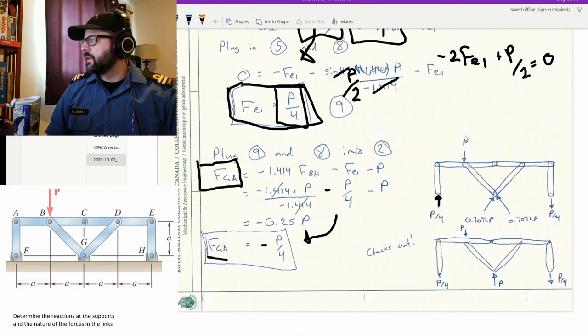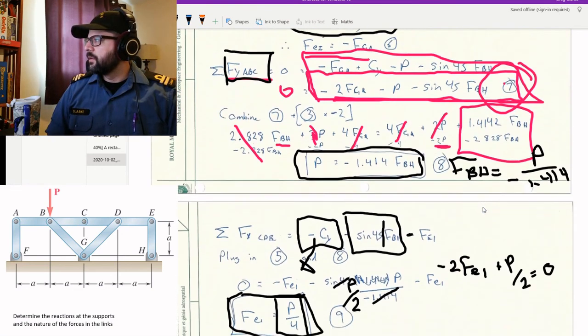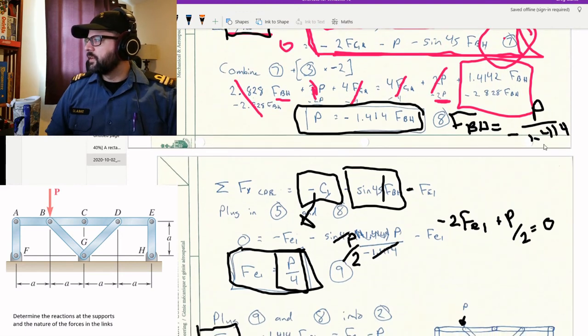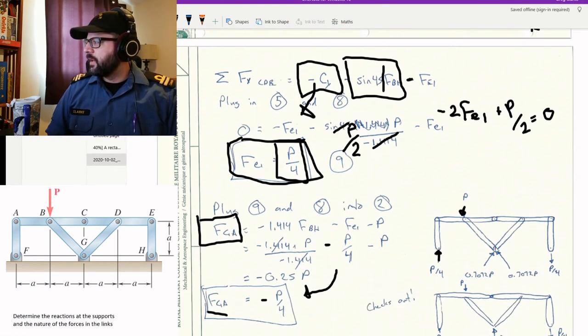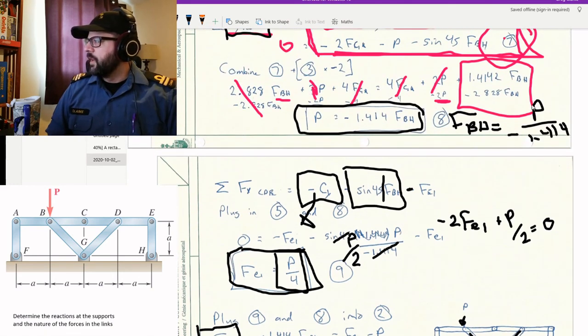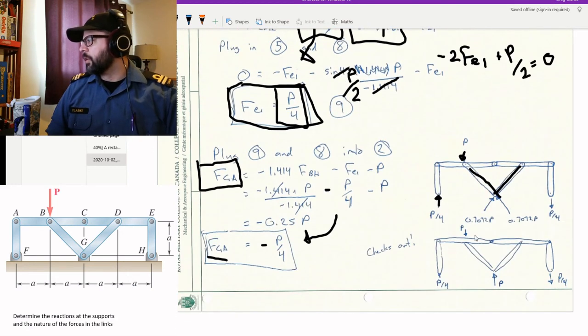And then we've got our load, and we've got these two forces here. They're equal in magnitude, and they're just acting in different directions. So their magnitude is P over 1.414, or 0.7072 P.